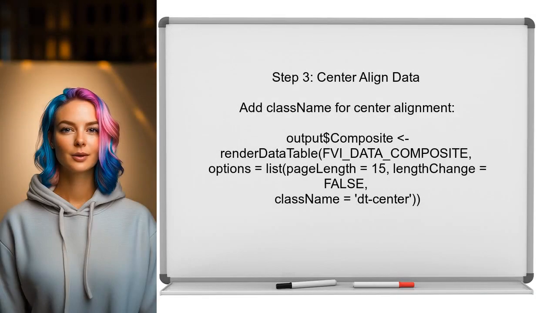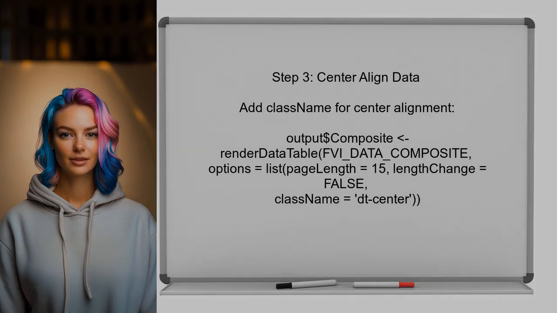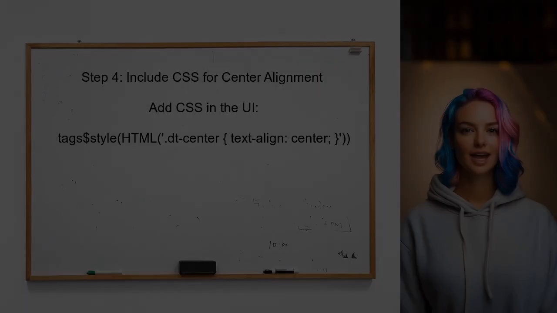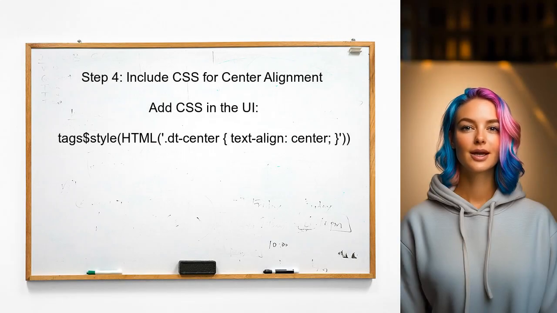Now, to center align all the data in the table, the user can use the class name option within the rendered data table function. This allows for custom CSS styling. Finally, the user should ensure that the necessary CSS is included in their Shiny app to apply the center alignment. This can be done by adding a style tag in the UI.